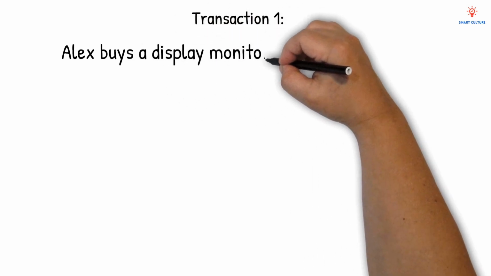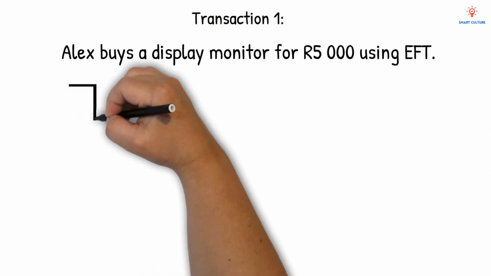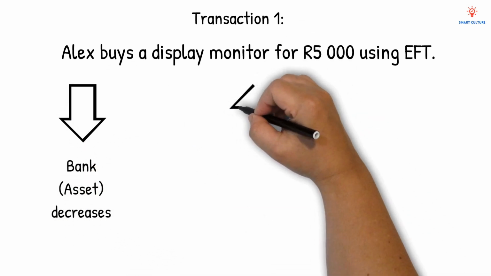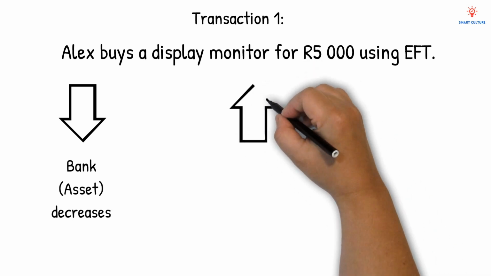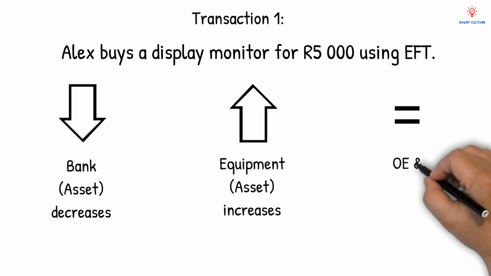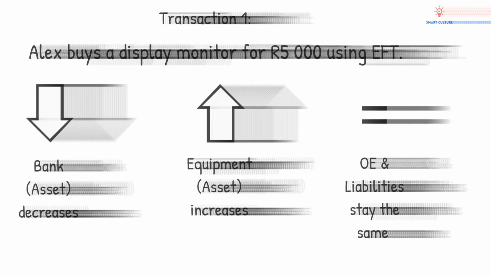Let's say Alex buys a display monitor for 5,000 Rand using EFT. The money comes out of his bank account. That means his bank goes down. But now he owns a new monitor, that is equipment, another asset. So one asset goes down and another goes up. There's no effect on owner's equity or liabilities. The accounting equation still balances.